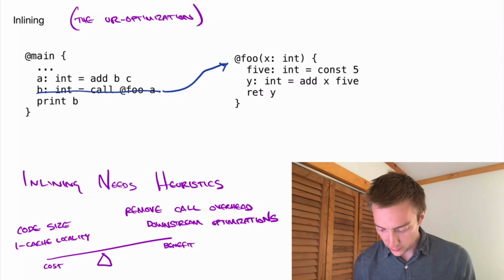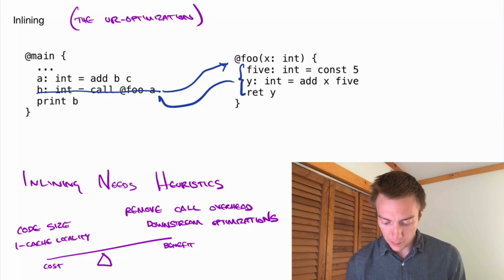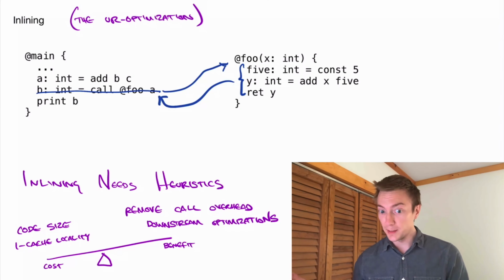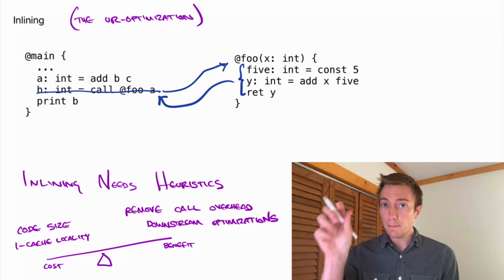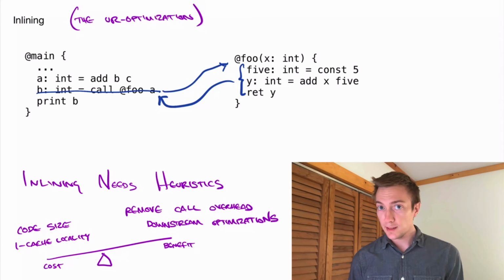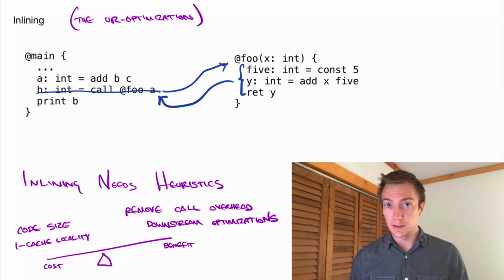You can delete the call and take the code from the body of the function and just copy and paste it here. So we won't delete the foo function because it might be called by someone else too, but we will copy and paste the body of the function and put it inline here. There's a couple more things that we need to do in order to fix up the references to the arguments and the return values.